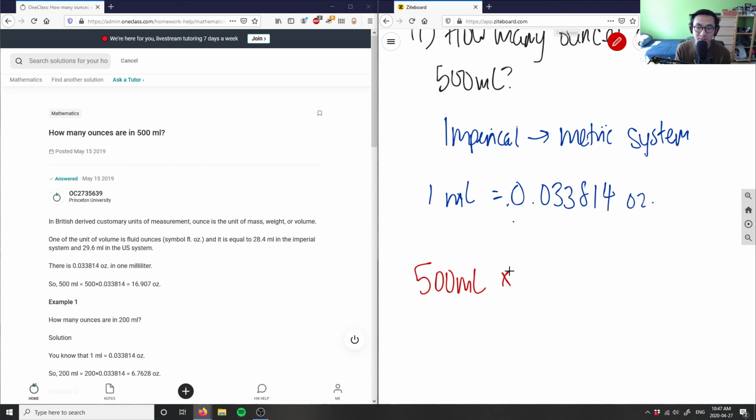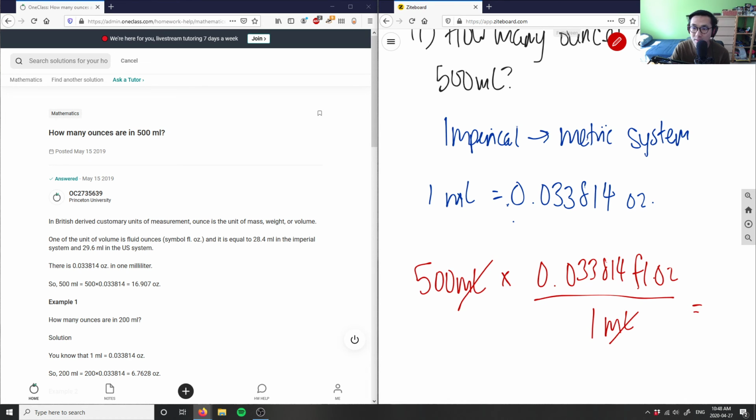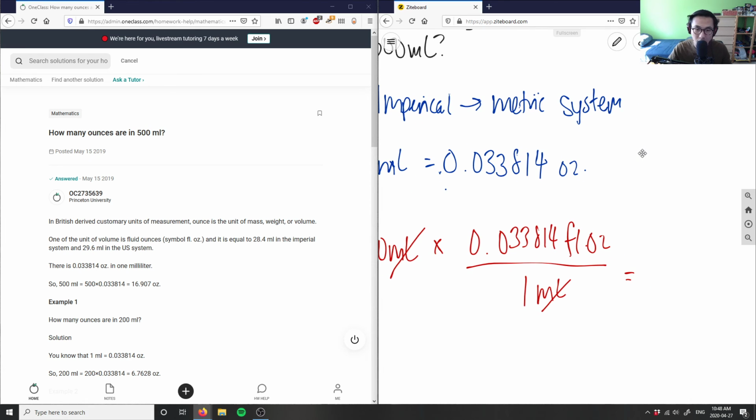I have 0.033814, right? So in order for us to do this, I have 0.033814 fluid ounces per 1 milliliter here. So my milliliters cancel out, so therefore I'm just simply doing 500 times 0.033814. I'm going to use my calculator here, which will give us a value of 16.907 here.